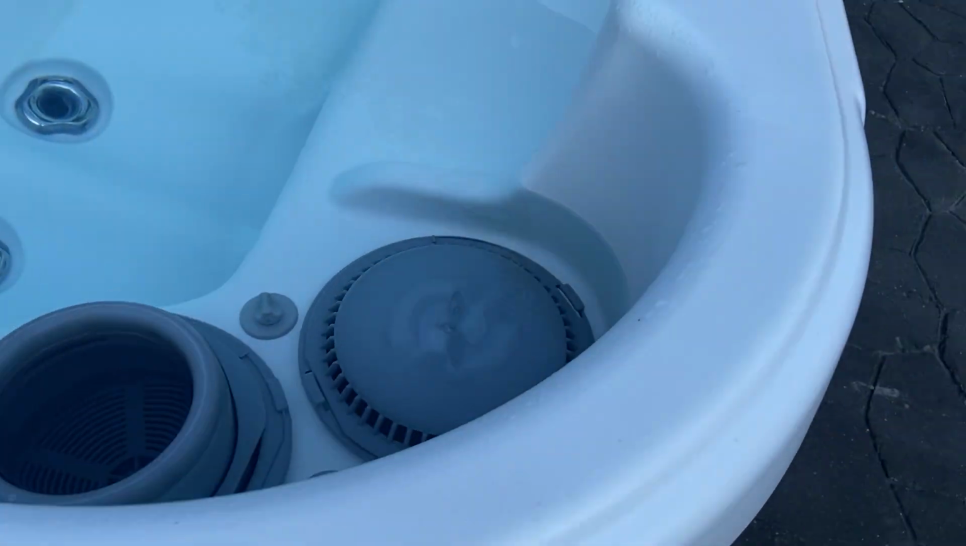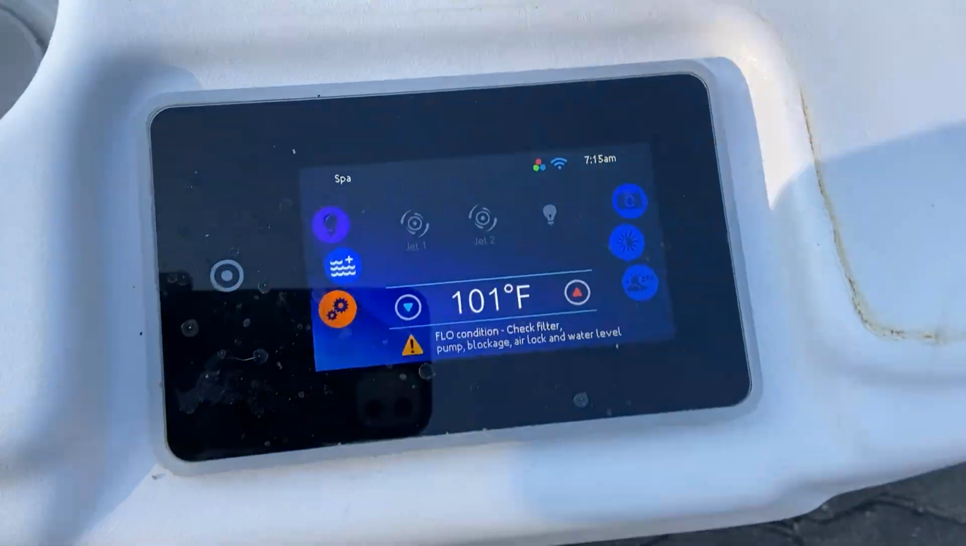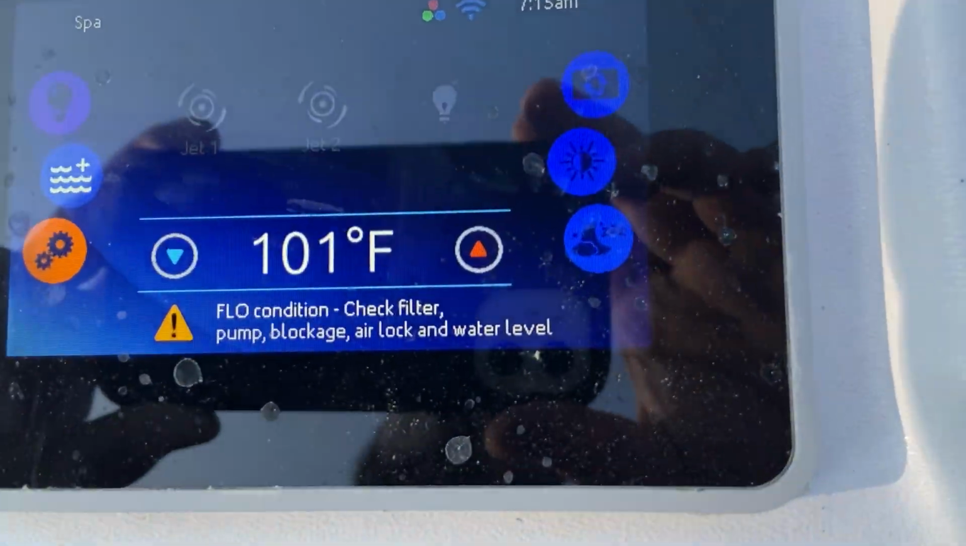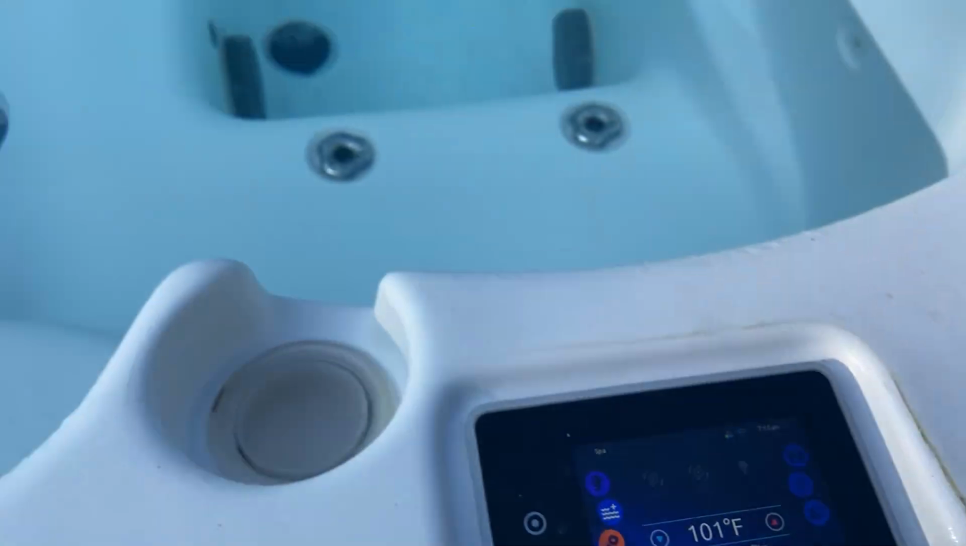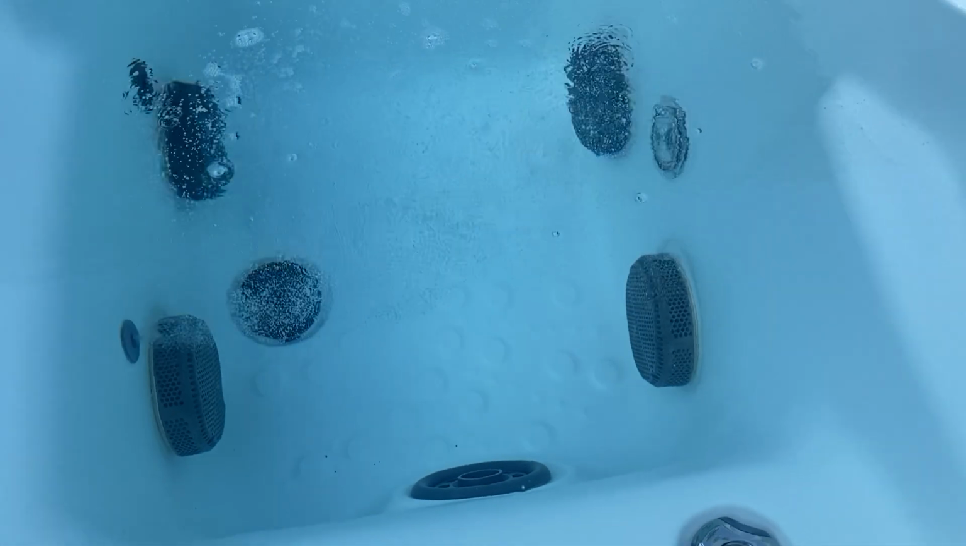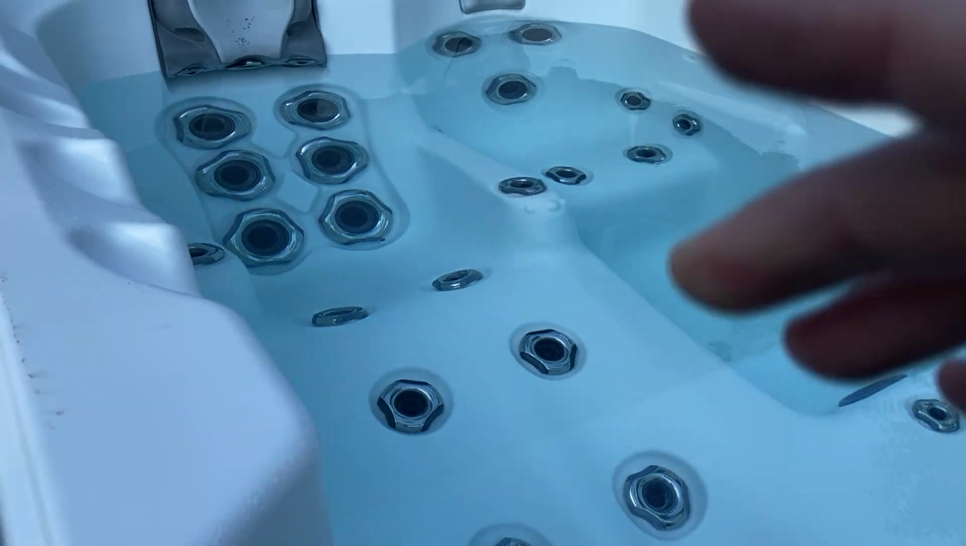So let's go take a look. We should have an error. We do. We got a flow condition. Check filter, pump, blockage, airlock, and water level. Flow's good. Okay. So we got good flow now.